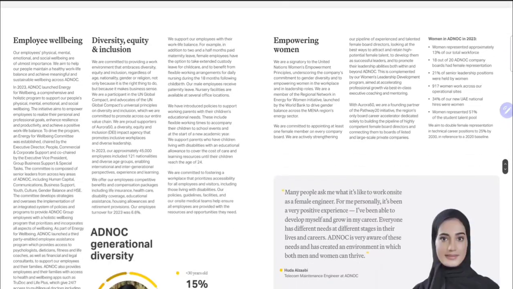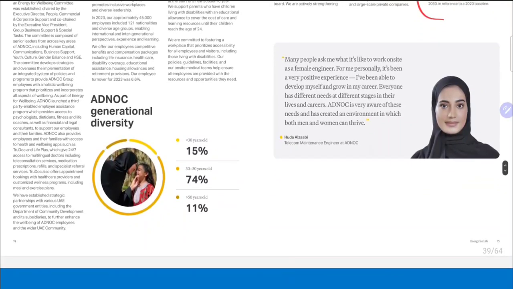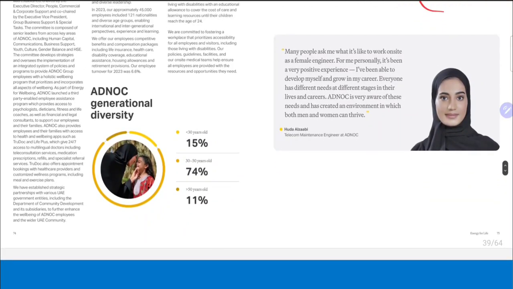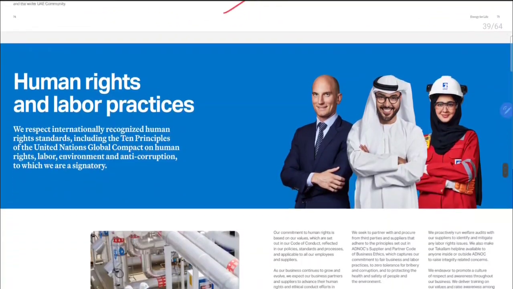Employee well-being, diversity, equity, inclusion. Again, this is coming from their identified materiality topics. The data related to women in ADNOC in 2023, so the quantity figures are also available here. So generational diversity, that information you can see here.